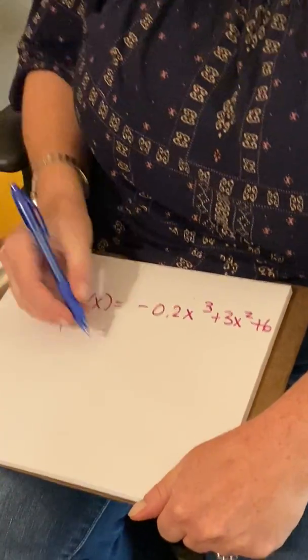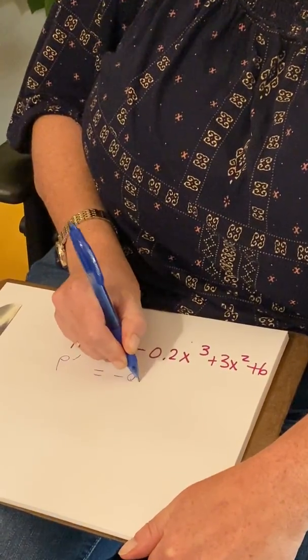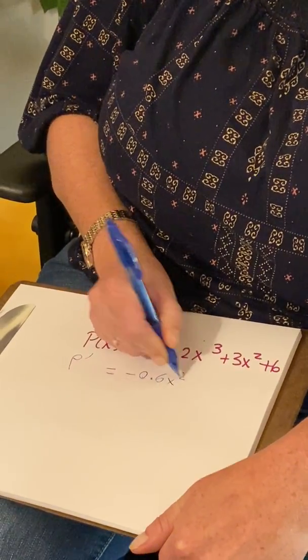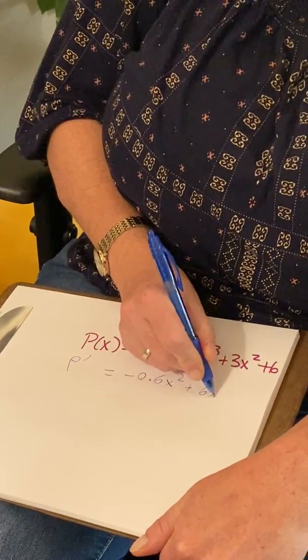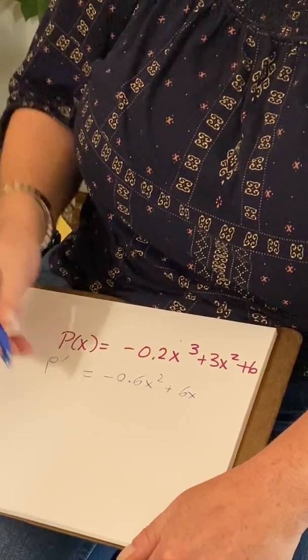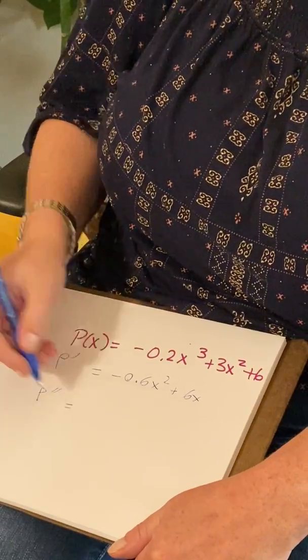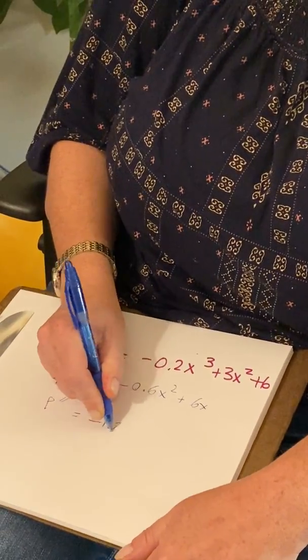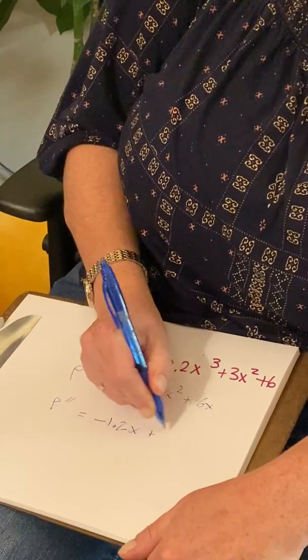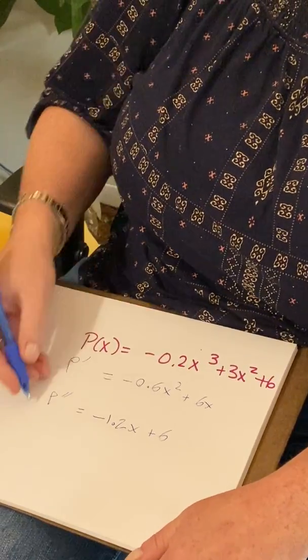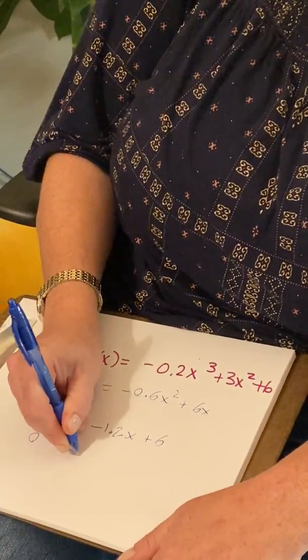So 3 times 0.6 x squared plus 6x. Okay, now what? P double prime equals negative 1.2x plus 6. Now what do I do? Set it to 0.